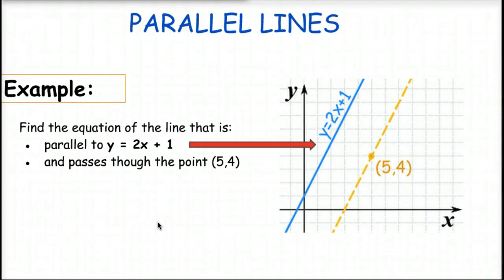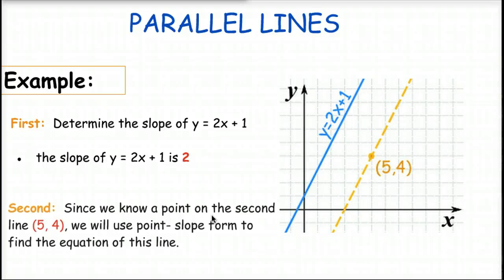Let's look at an example. Here we have a line, y equals 2x plus 1, and we want to find the equation of the line that is parallel to that and passes through the point (5, 4). So here I've dashed in a sample line that looks like it could be parallel to y equals 2x plus 1. So I want to find the equation of this line that goes through this point (5, 4).